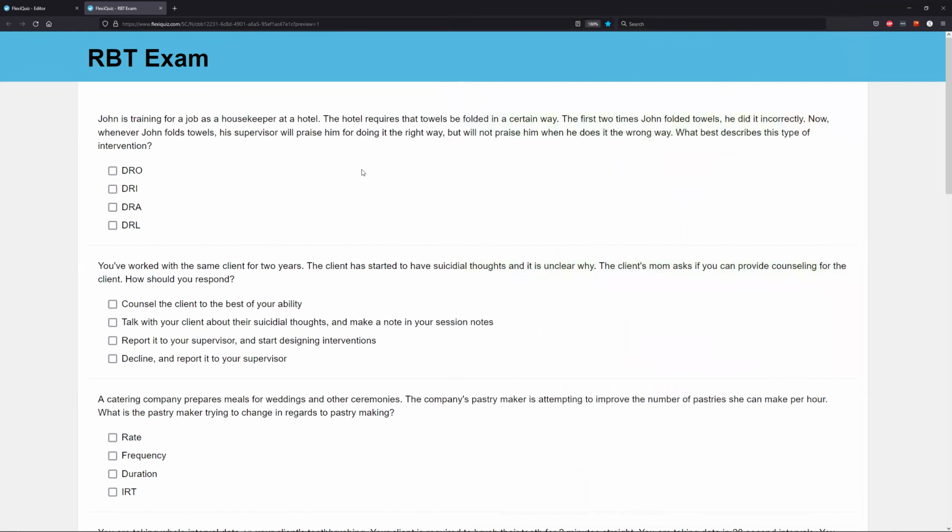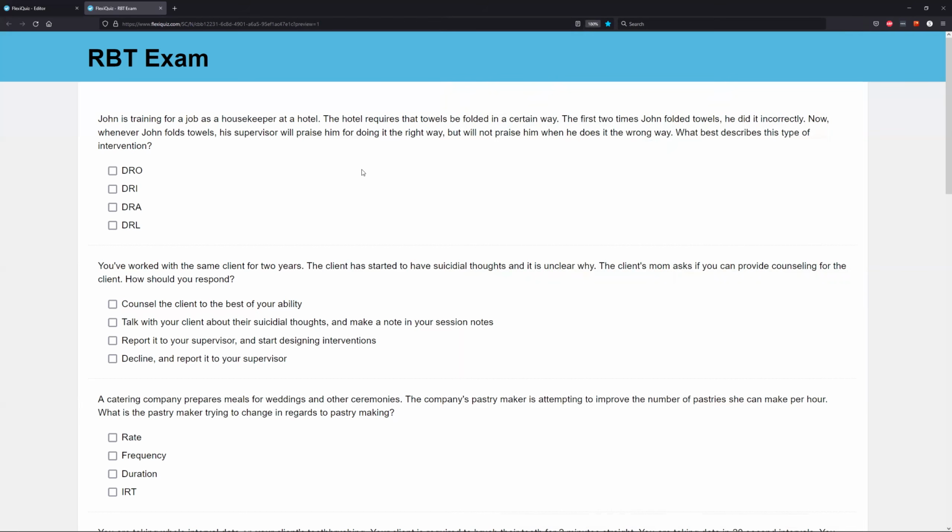Okay, question 1. John is training for a job as a housekeeper at a hotel. The hotel requires that towels be folded in a certain way. The first 2 times John folded towels, he did it incorrectly. Now, whenever John folds towels, his supervisor will praise him for doing it the right way, but will not praise him when he does it the wrong way. What best describes this type of intervention?